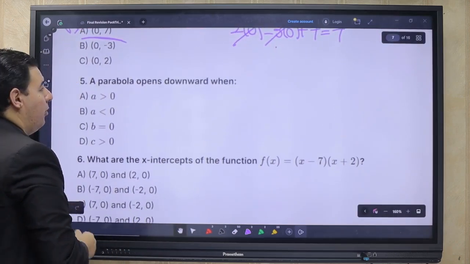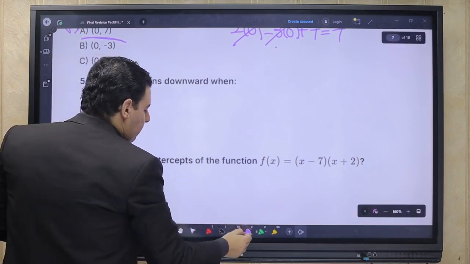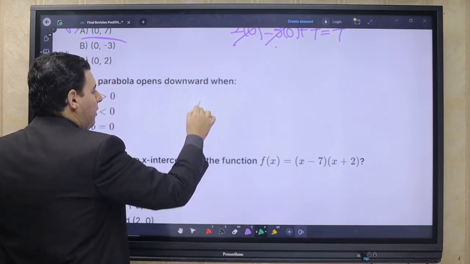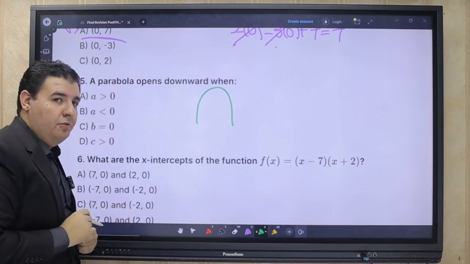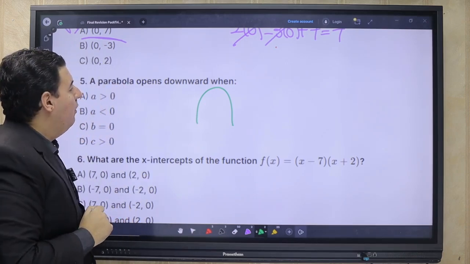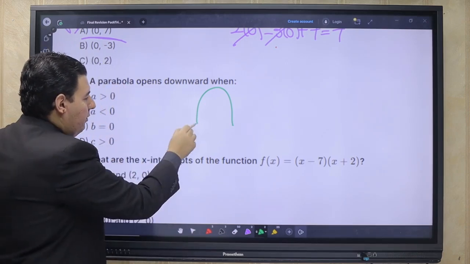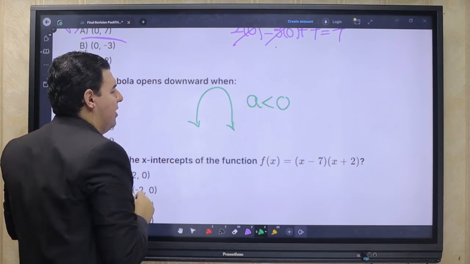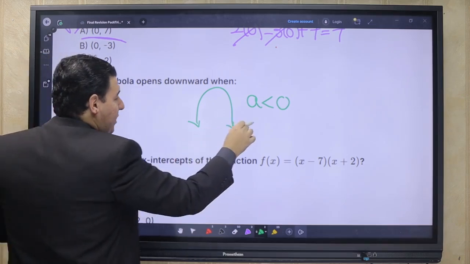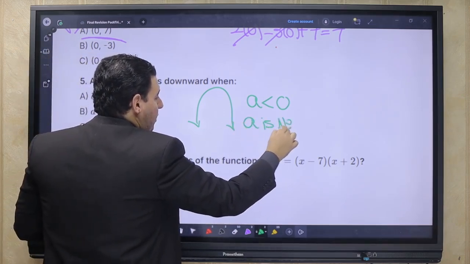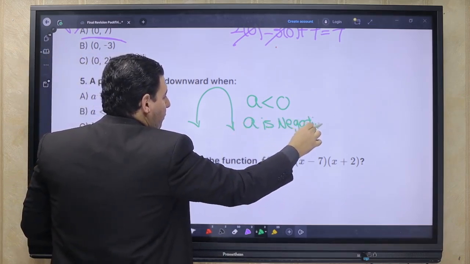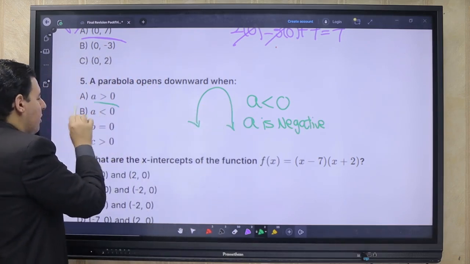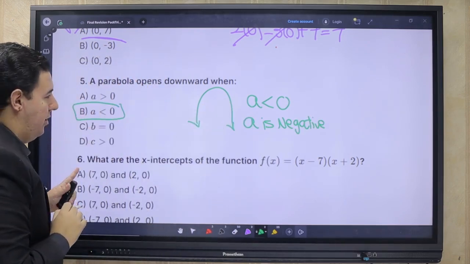5. A parabola opens downward, like this curve or parabola, when a is smaller than 0. When a is negative, smaller than 0, the curve opens downward, so we will choose a smaller than 0.